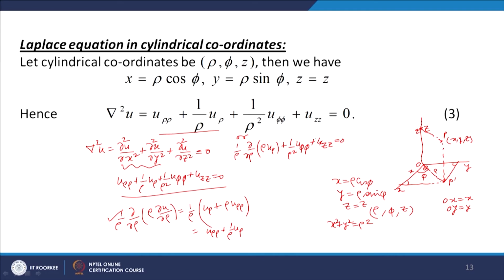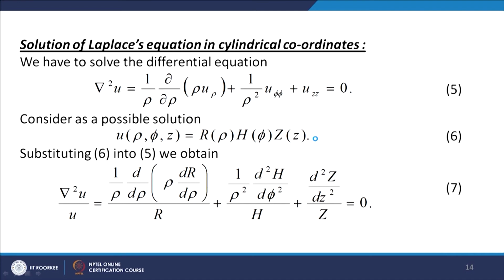So what we have is 1 by rho del over del rho of rho u rho plus 1 by rho square u phi phi plus u zz equal to 0. Now let us consider a possible solution u equal to R(rho) H(phi) Z(z), where R is a function of rho only, H is a function of phi only, and Z is a function of z only.